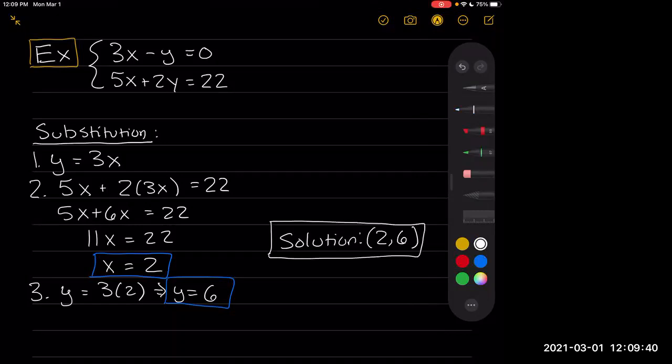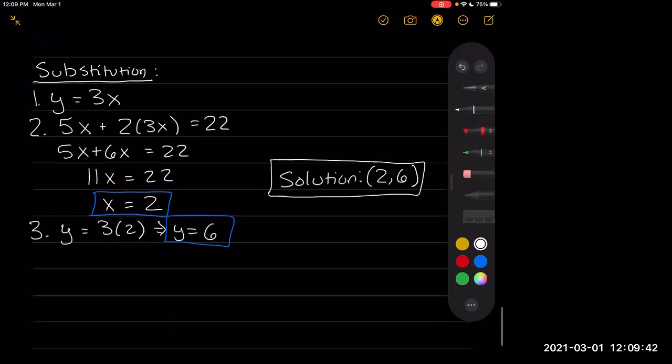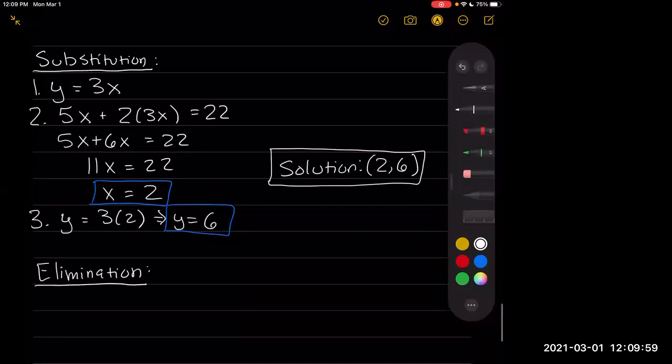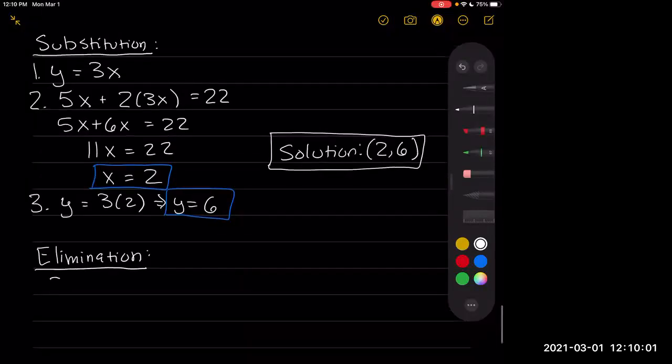And now doing the second method, if we do elimination, our first step is we're going to multiply the first equation by 2.